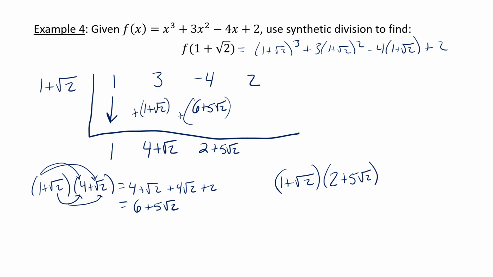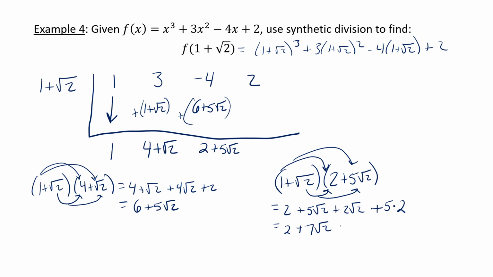Let's see, 1 times 2 is 2. 1 times 5 square root 2 is 5 square root 2. Square root of 2 times 2 is 2 square root 2. And square root of 2 times 5 square root 2 is 5 times 2. Well, that's 2 plus 7 square root 2. And 5 times 2 is 10, which means this should simplify down to 12 plus 7 square root 2.